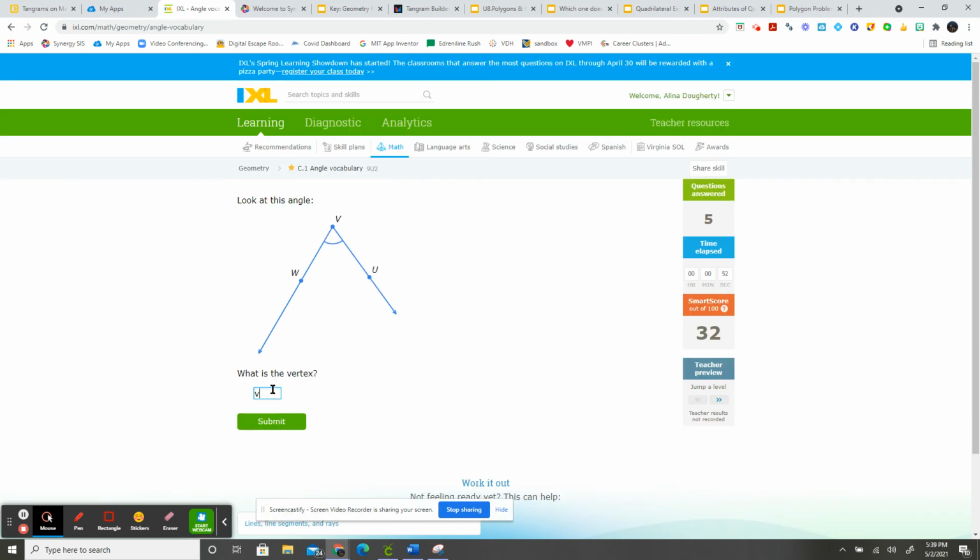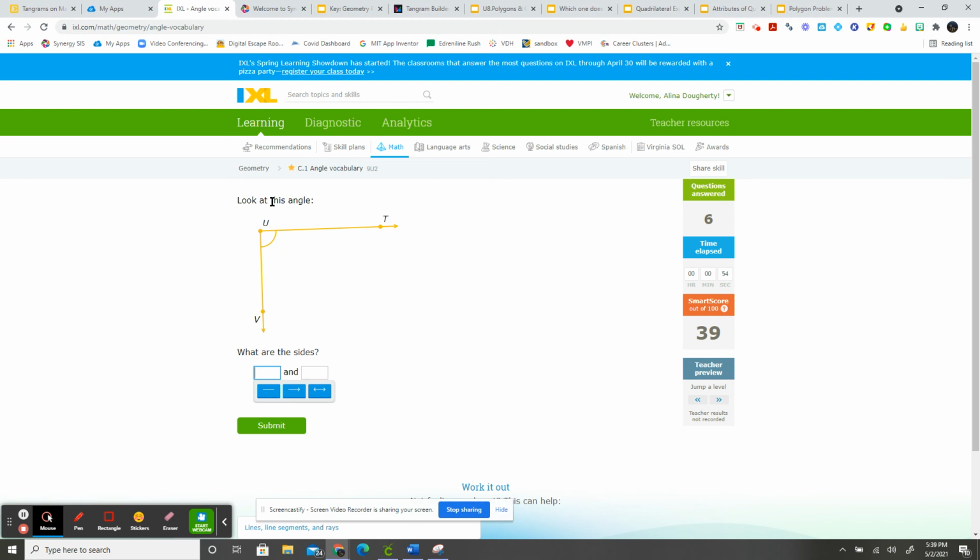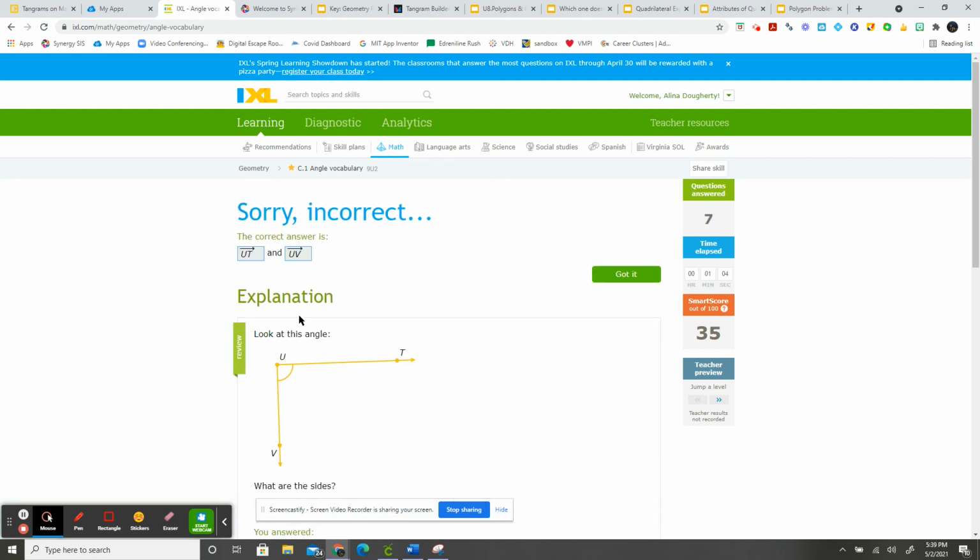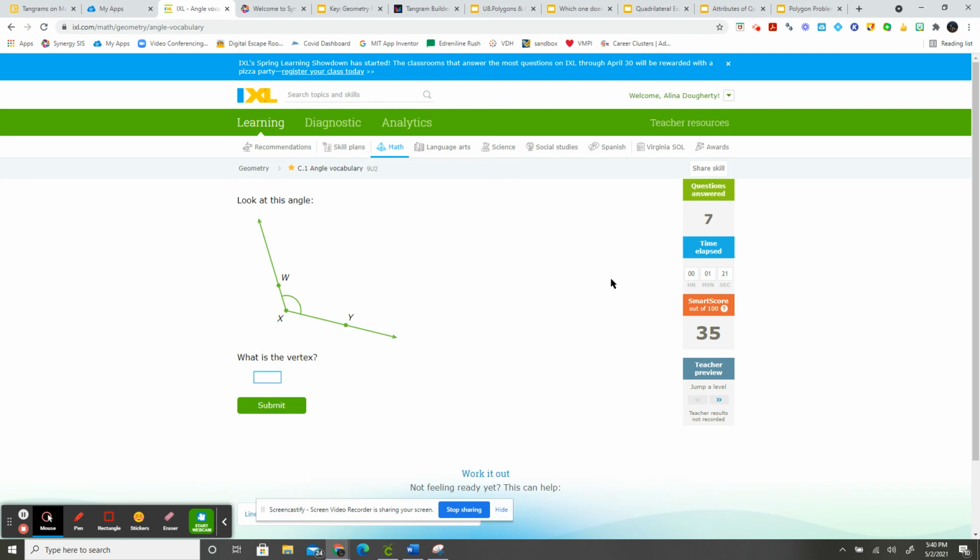What's the vertex? We've got a V. Look at the angle. What are the sides? So our sides are VU and TU. VU and TU, UT. I might need to redo this video, guys. So UT, it wants us to go from the vertex out to the endpoint and from the vertex out to the endpoint. So now we know that.